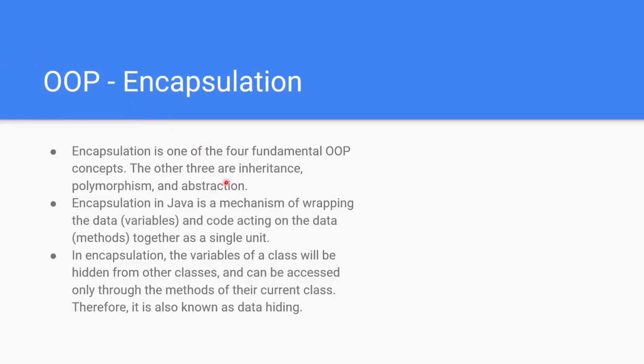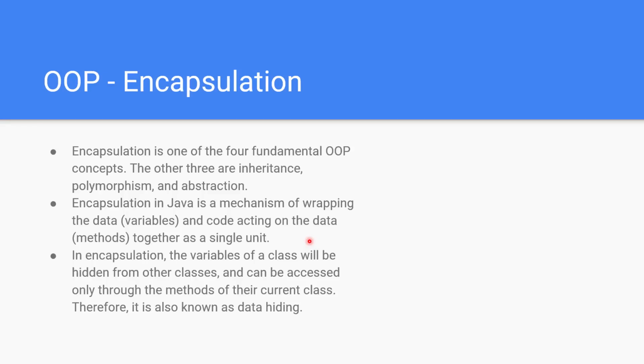Encapsulation is one of the four fundamental object-oriented programming concepts along with inheritance, polymorphism, and abstraction. Encapsulation in Java is the method of wrapping the data, or the variables, or the attributes in existing code or methods, everything together as a single unit. So everything is encapsulated within a class.